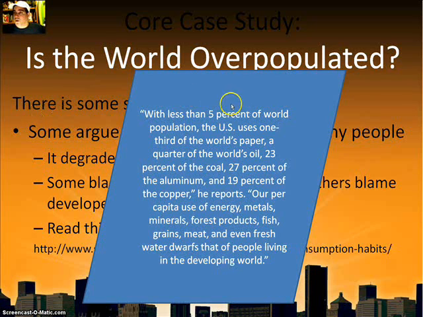Look at this. We got 5% of the world. That's us. But we use 23% of the coal, 27% of aluminum, 19% of the copper, and I don't circle very well. But you can take a look at those numbers and you say, wow, man, we're using quite a bit. It's a little excessive, and I don't know what we're willing to do as a population to change it.